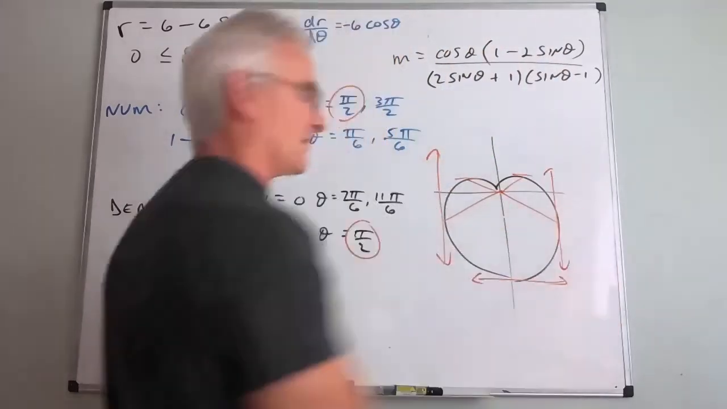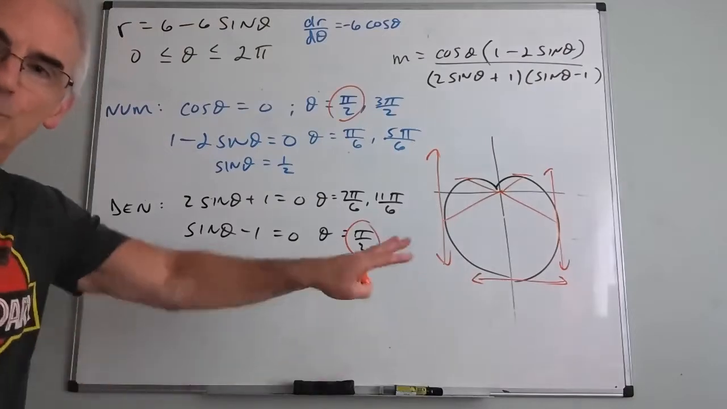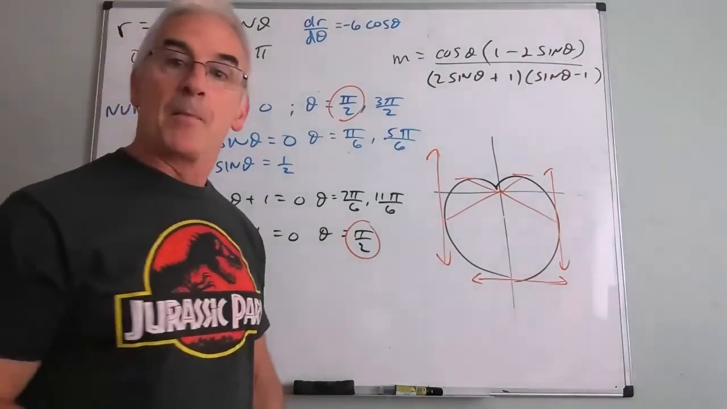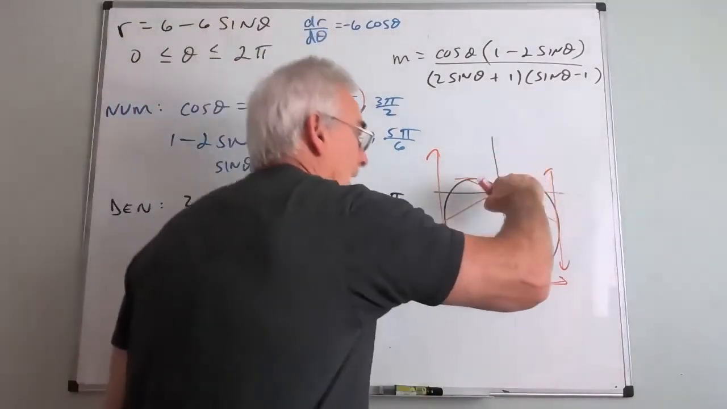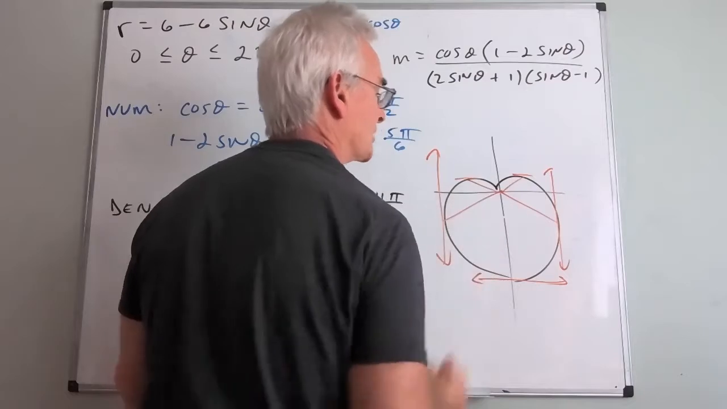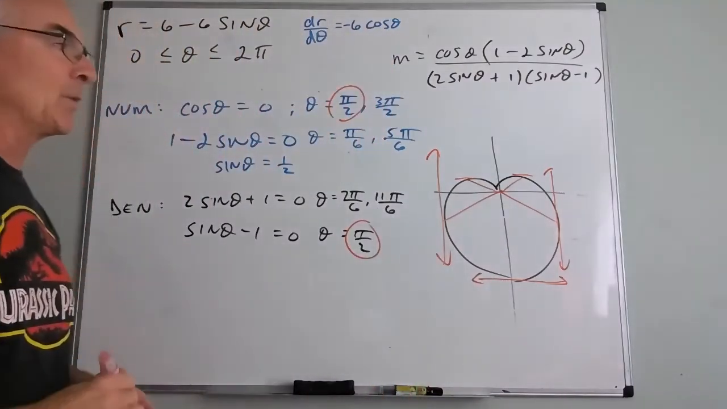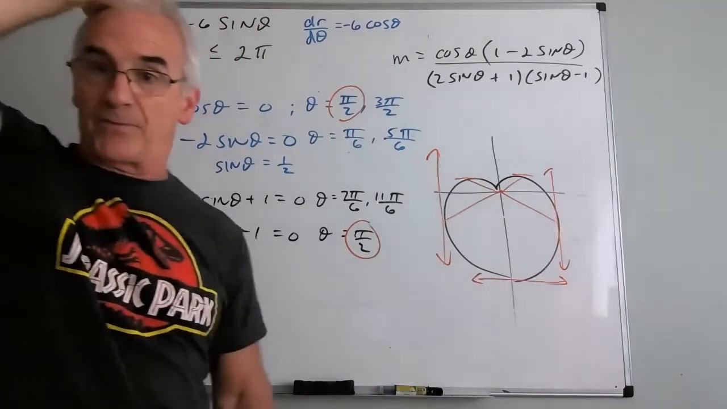Seven pi over 6, 11 pi over 6. Again, even my crude drawing still agrees. But at pi over 2, I have a cusp. A cusp, something weird was happening. It sure seems like we should have a vertical tangent.